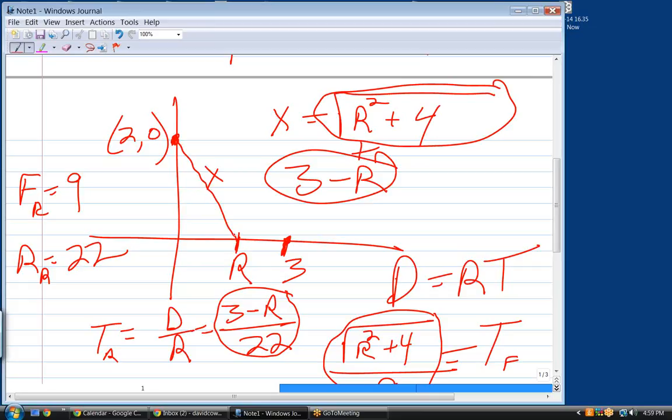And that I believe is correct for x. In other words, that's the hypotenuse of a triangle. That side's 2, that side's r. So that's got to be the square root of r squared plus 4. So that's the distance x in terms of r. And this distance here is clearly 3 minus r. In other words, if r was 3, he would not drive on the road at all. If r was 0, he would drive 3 miles on the road.